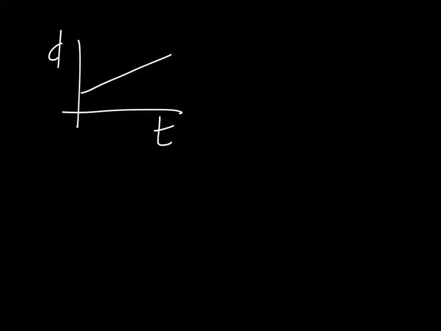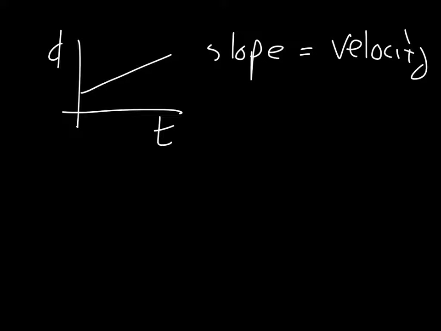Because what is positive? The slope is positive. All right? And on a distance time graph, what does the slope tell us? Velocity. It tells us the velocity. So slope is the velocity. In this case, the slope is positive, so it's a positive velocity, which means it's moving in a positive direction.